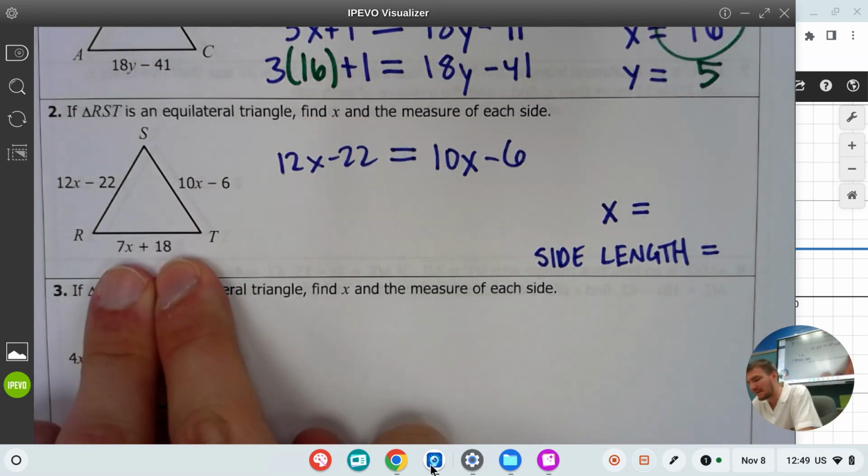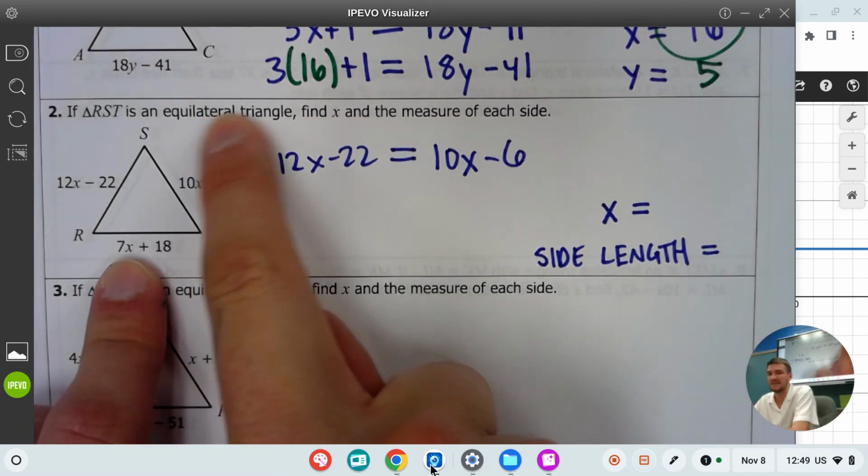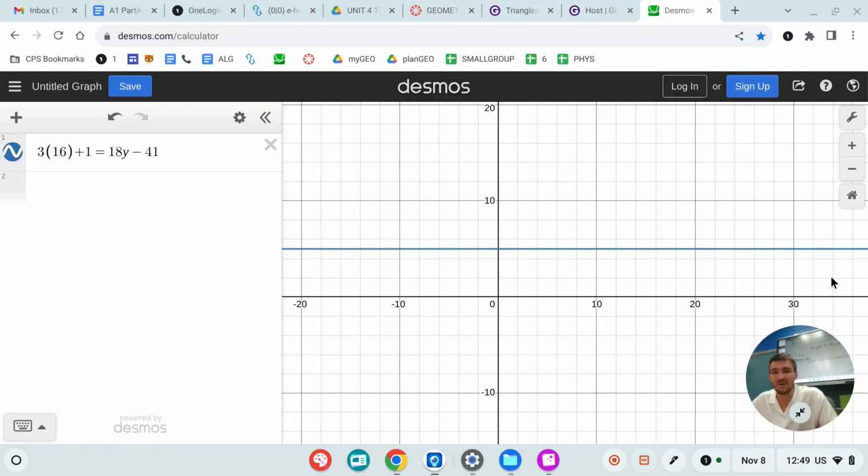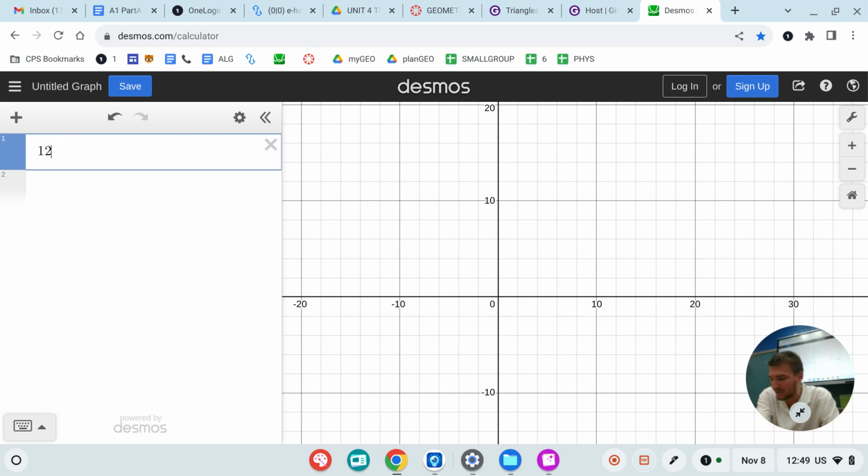Are there more options? Definitely. You could say that the bottom equals the right, because it's equilateral, everything's the same. We have one letter here, so we're able to solve it. Everything's x's, so we're good. 12x minus 22 equals 10x minus 6. Look around for it. What's the number going to be?